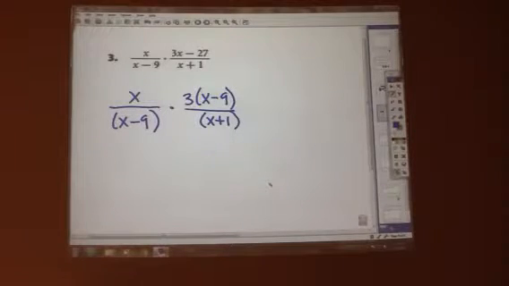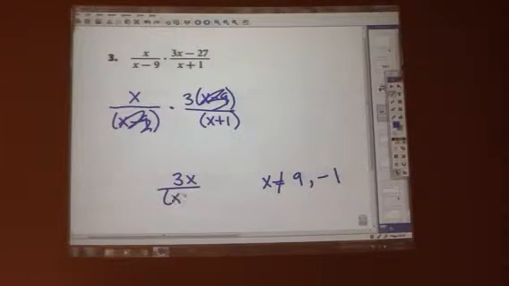I factored, excluded values. x cannot equal 9 or negative 1. Cancel? The x minus 9s will cancel, which will leave me 3x over x plus 1.